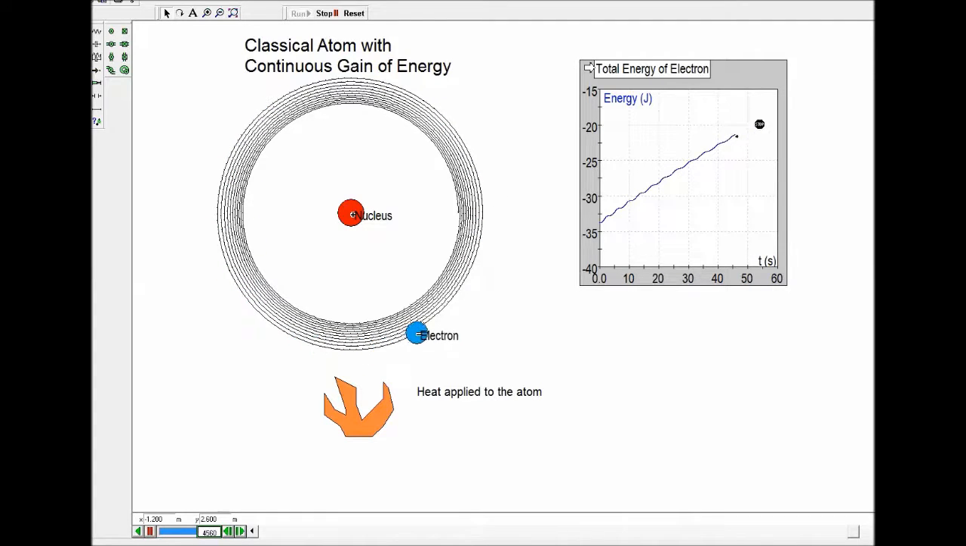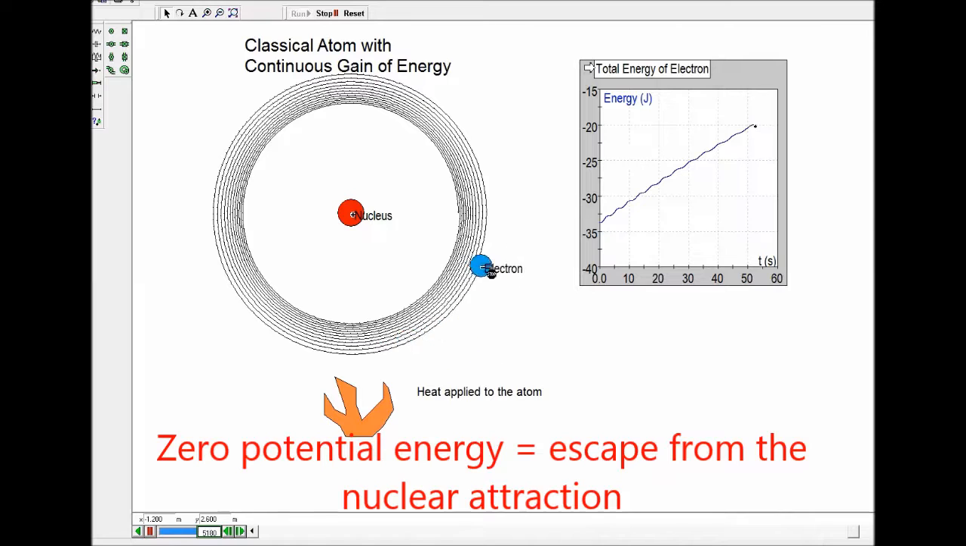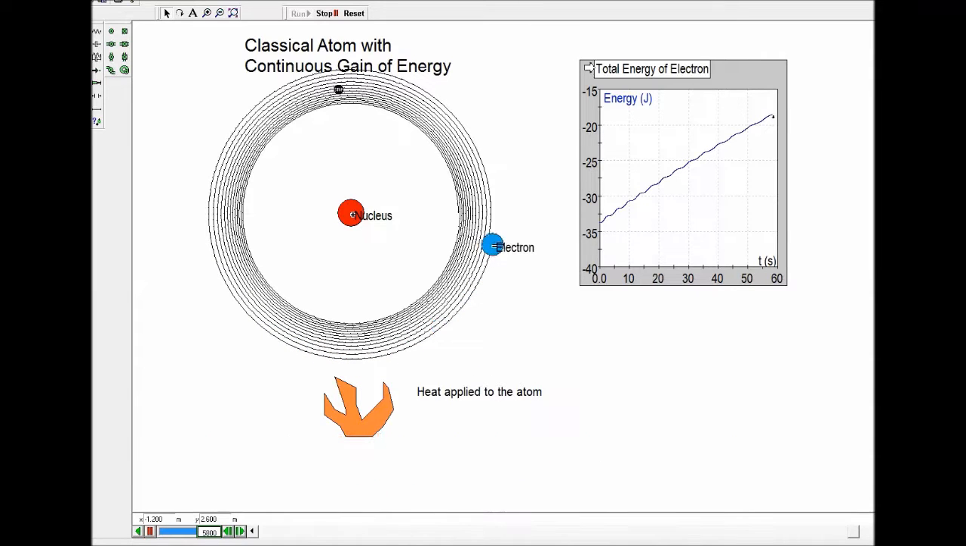You can also imagine that the electron will reach a time when its energy reaches zero. That will free the electron from the nucleus. If it reaches zero, it is no longer bound. It will escape. That's the classical atom. Every energy is possible.